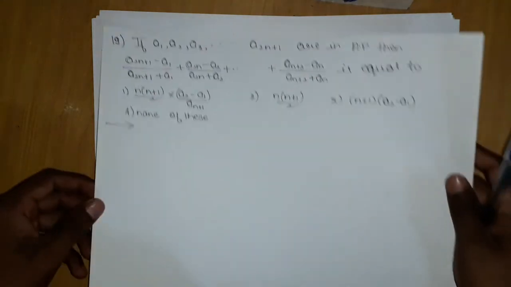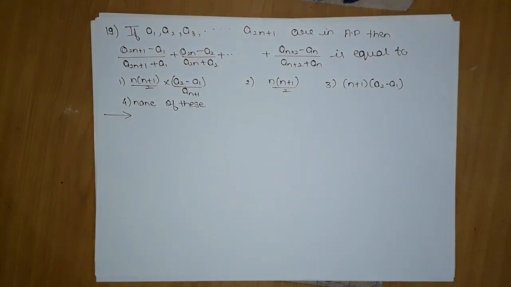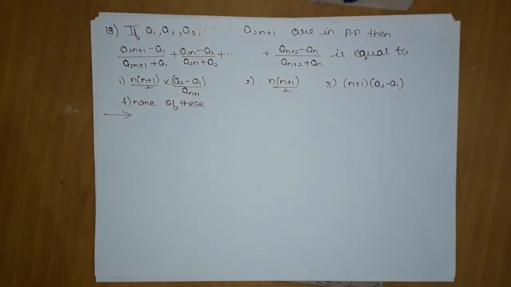Okay, so the next question is as follows. This is question number 19, which says: if a1, a2, a3 and so on till a2n+1 are in AP, then (a2n+1 − a1)/(a2n+1 + a1) + (a2n − a2)/(a2n + a2) and so on till (an+2 − an)/(an+2 + an) is equal to what? Four options are given: first, n(n+1)/2 into (a2 − a1)/an+1; second, n(n+1)/2; third, (n+1)(a2 − a1); and fourth, none of these.